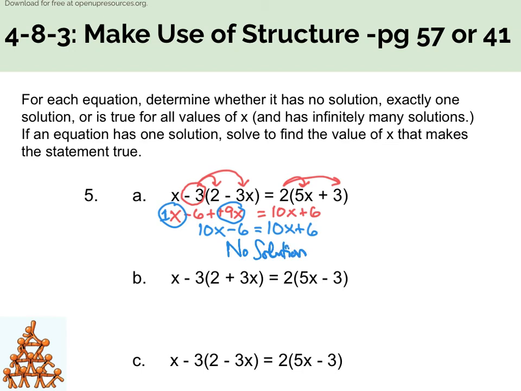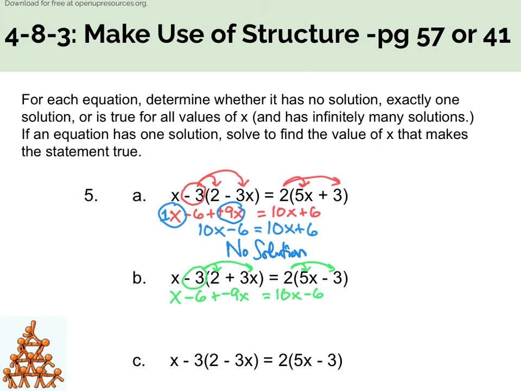Let's go ahead and do B. So again, we have x. We're going to take negative 3 times 2 is negative 6 plus negative 3 times 3x is negative 9x, equals 2 times 5, which is 10x, minus 2 times 3, which is 6.